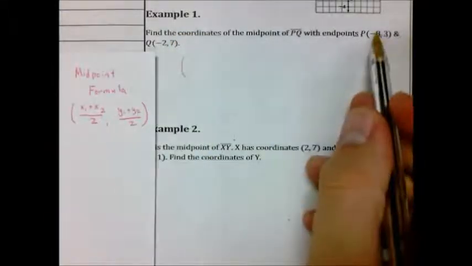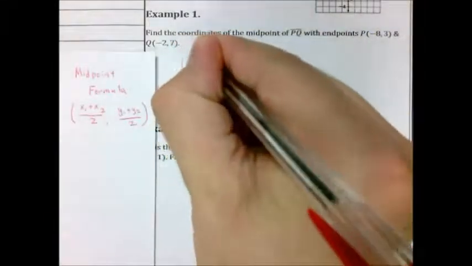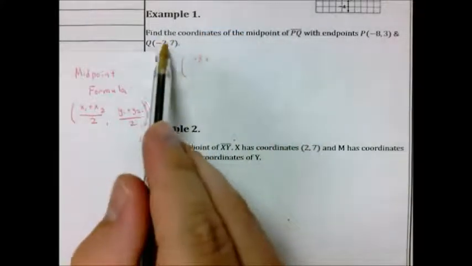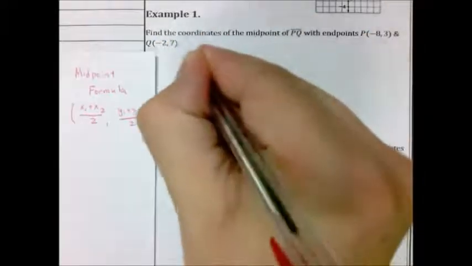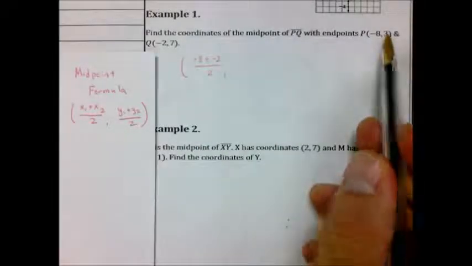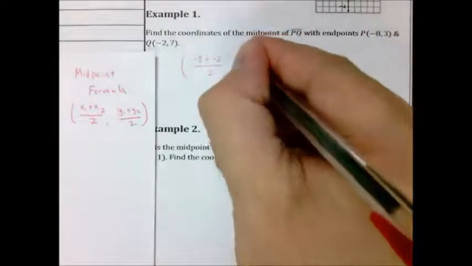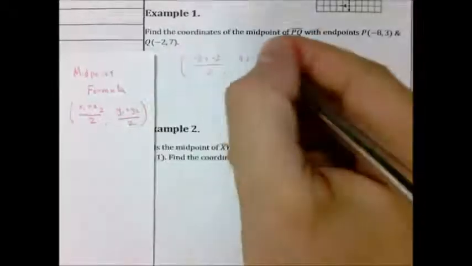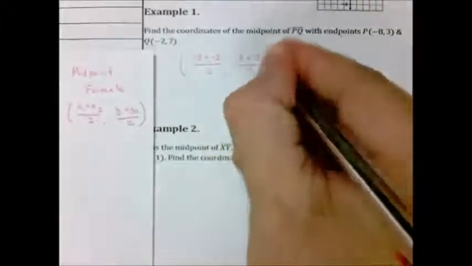My x1 I'm going to take as negative 8. I'm going to add that to the x2, which is negative 2. We're going to divide that by 2. And then for the y's, we have y1, which is 3, plus the y2, which is 7, and divide that by 2.